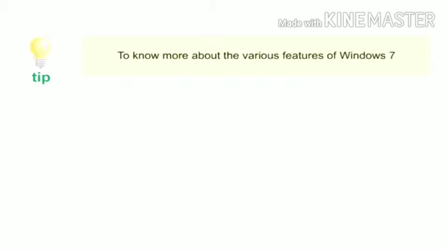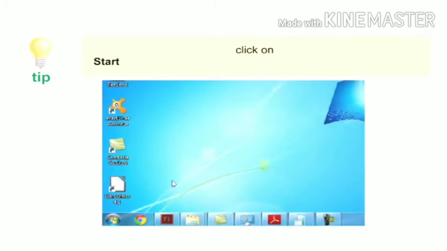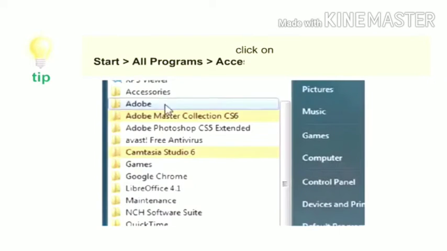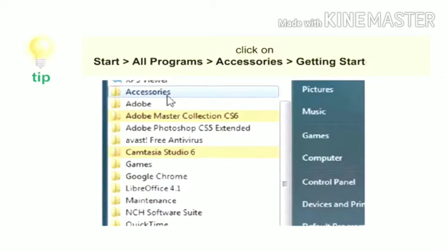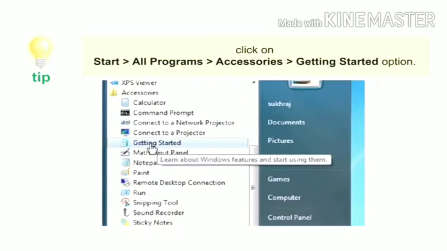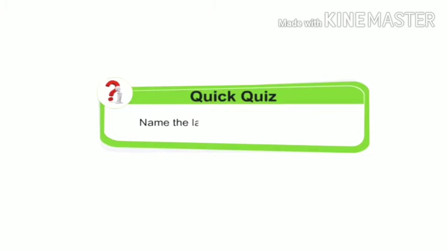Students, let me share a tip with you. To know more about the various features of Windows 7, click on Start, then go to All Programs, then go to Accessories, then go to Getting Started option to know more about the various features. Students, can you tell me the name of latest version of Windows?